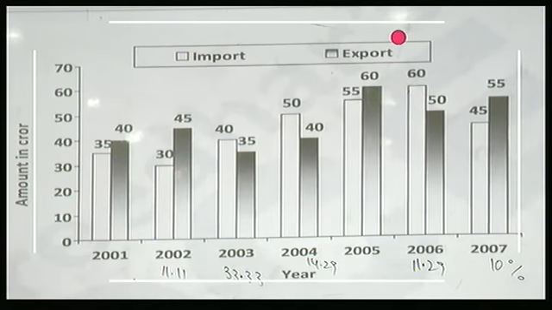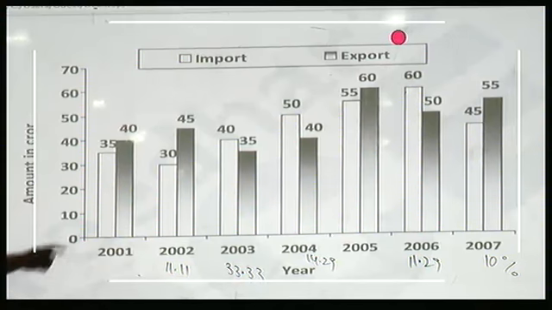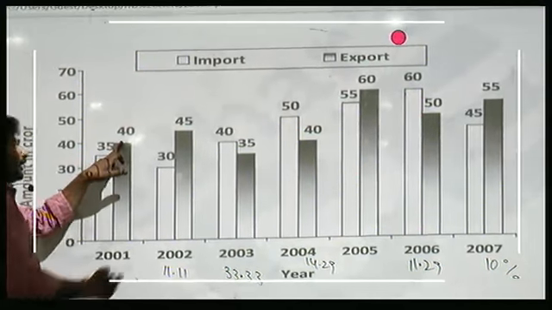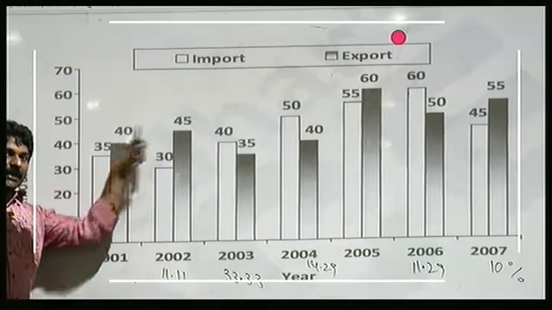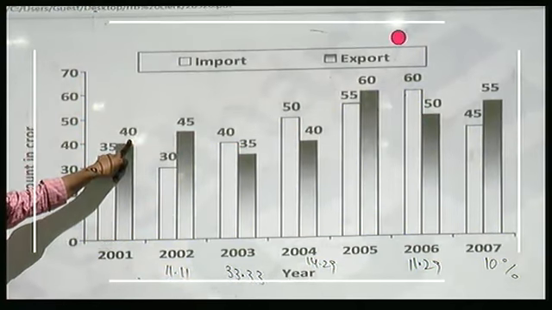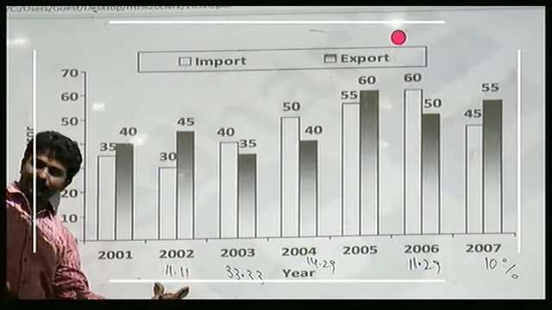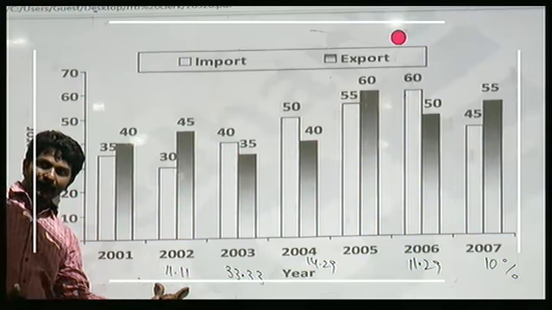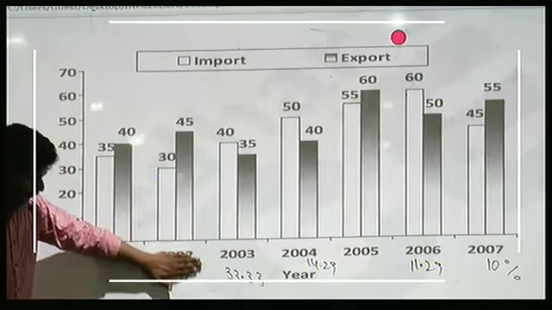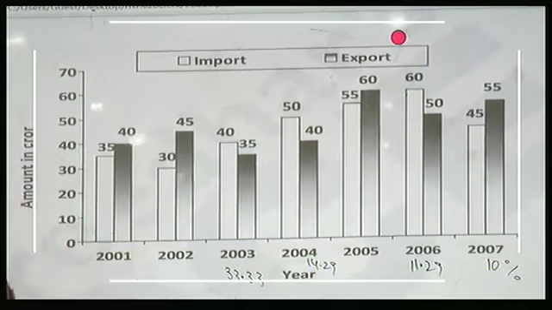Now, this is percentage increase in what? Export or import? Export. 40 increases to 45, increased by 5. 5 out of 40 is 1/8. 1/8 in the sense 12.5. But you have 11.11. So, is this your answer? 2002 cannot be your answer.